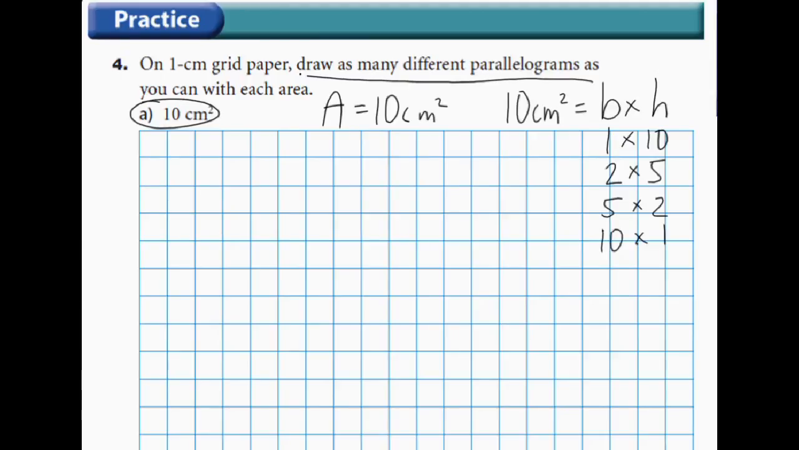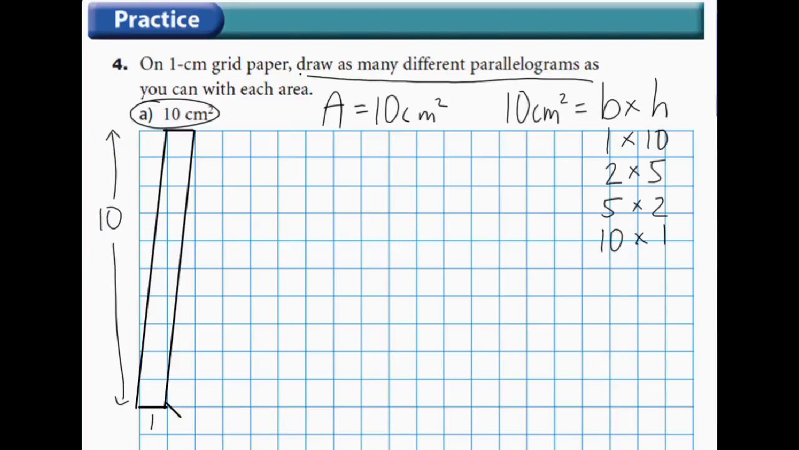So base of 1, let's see, 1, 2, 3, 4, 5, 6, 7, 8, 9, 10. So base of 1 and a height of 10. Let's go back to the line tool. And I'm going to go way up over here and way up over here. So there's one parallelogram with an area of 10. It has a base of 1, and we can draw that here as base of 1, and a height of 10, because from here all the way down to the bottom is 10.